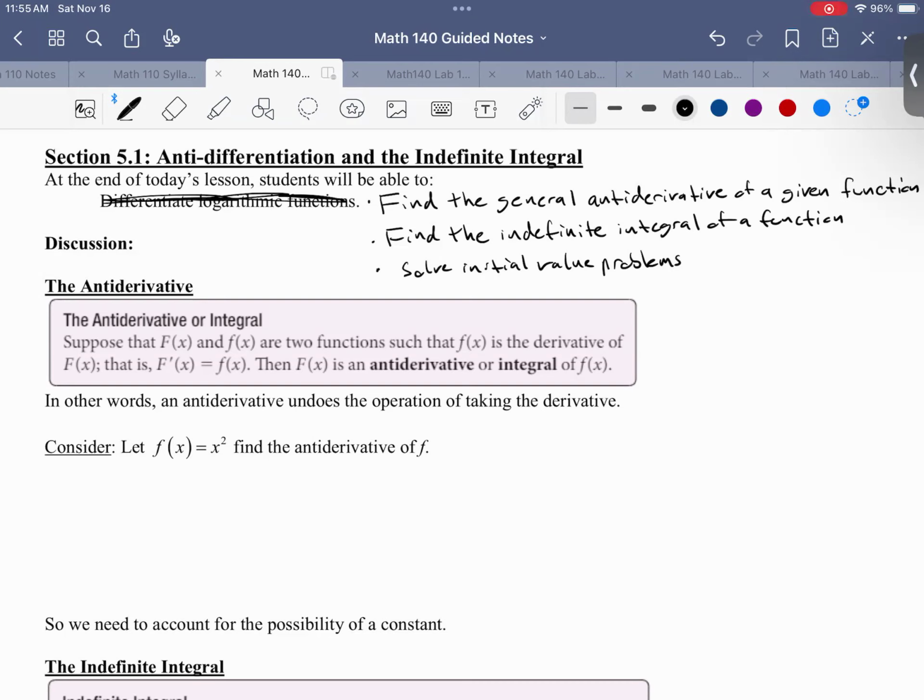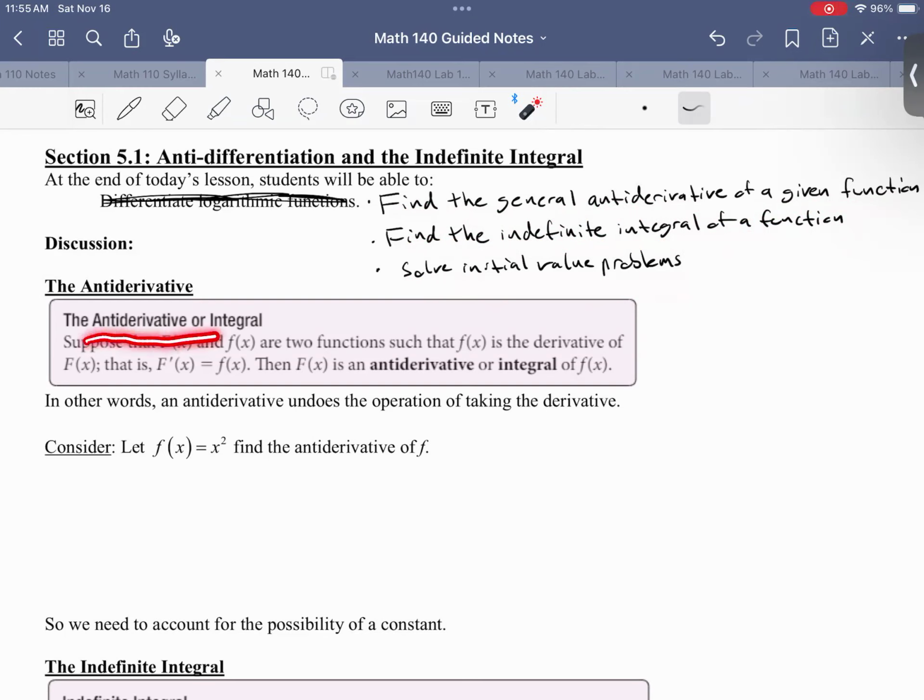So the learning objectives for this section are to find the general antiderivative of a given function, find the indefinite integral of a function, and solve initial value problems of functions and applied problems. So let's look at the definition of the antiderivative.